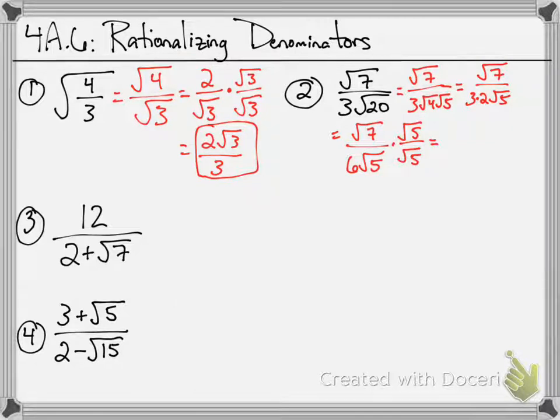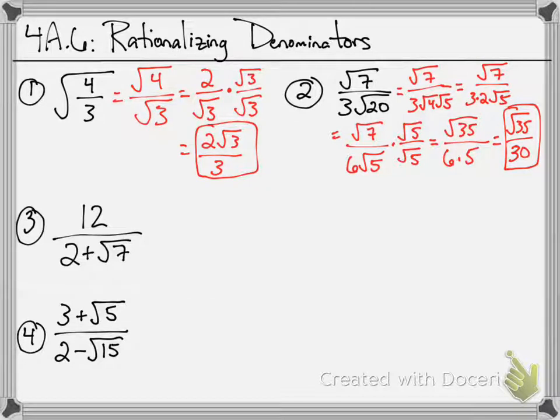It's going to look like the following. So the top would become square root of 7 times square root of 5, which is the square root of 35. In the bottom, I would have 6 times square root of 5 times square root of 5, which is simply 5, which would give me a final answer of the square root of 35 over 30. And that would be my rationalized final answer.